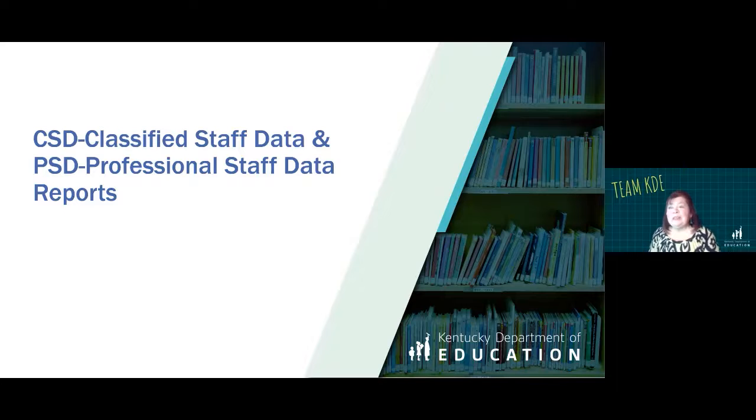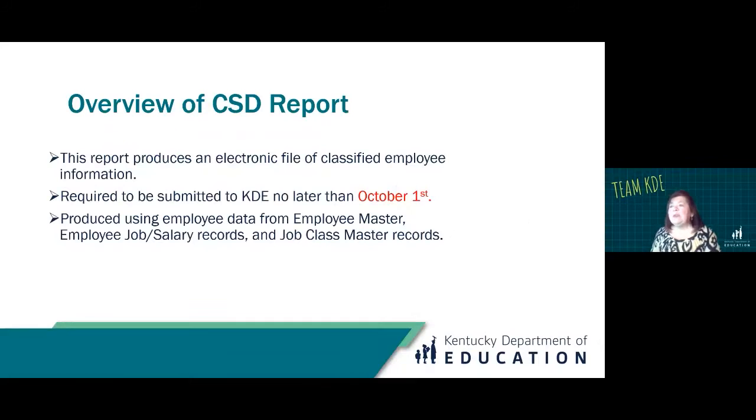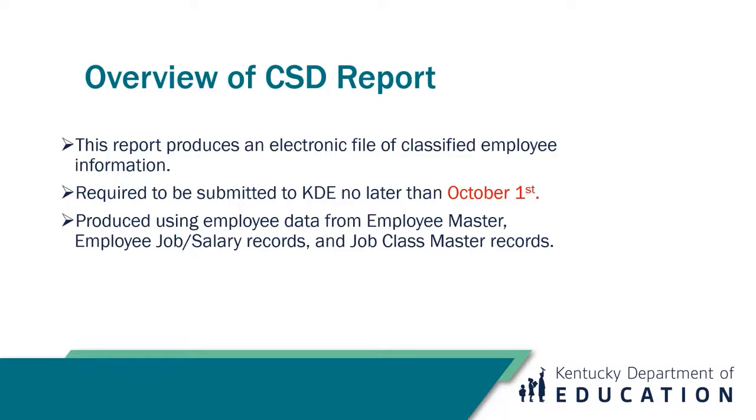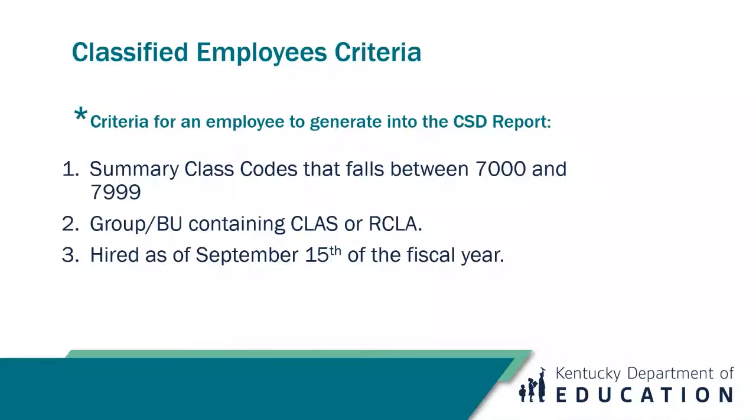So we're going to talk about CSD and PSD reporting, as I mentioned, and we're going to start out with CSD reporting. This is a report that produces an electronic file of classified employee information. It's required to be submitted no later than October 1st, and it's produced using data from Employee Master, Employee Job Salary, and Job Class Master records. So what is the criteria for an employee to generate into the CSD report? First, their summary class codes must fall between 7,000 and 7,999. Their group BU must contain CLAS or RCLA, and hired as of September 15th of the fiscal year.